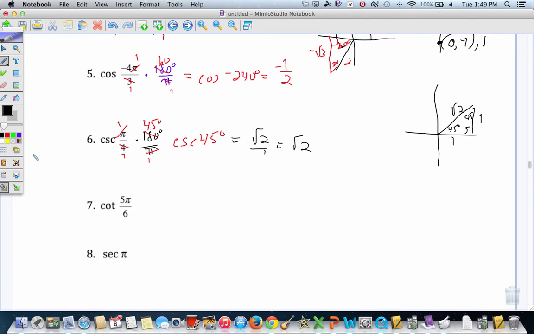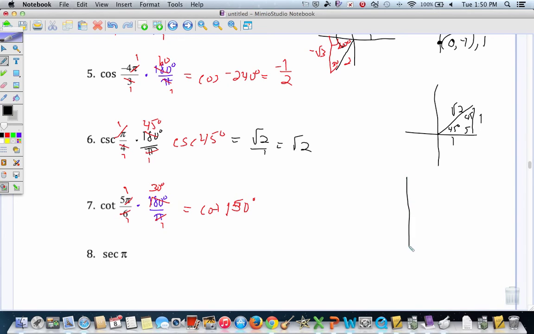Cotangent of 5 pi over 6. Let's go ahead and change that to degree measures as well. Multiplying by 180 degrees over pi. We'll cancel the pi's, cancel the 6 with the 180 to be 1 and 30, and we're eventually finding the cotangent of 150 degrees.